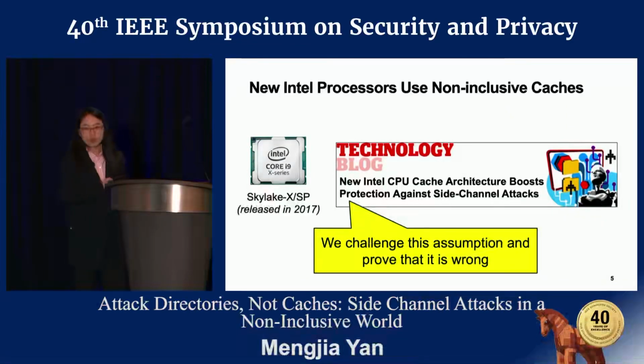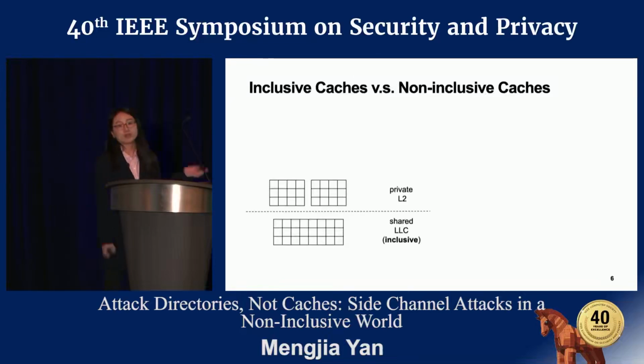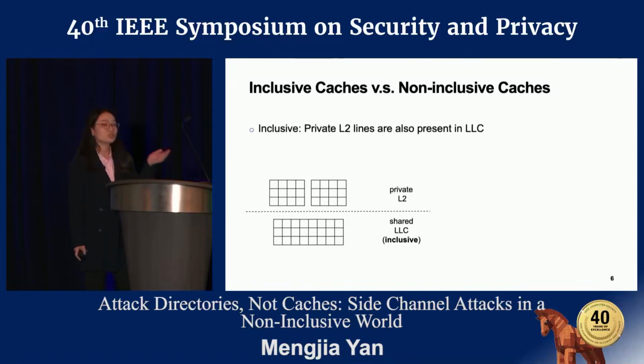Before I give you all the details about the attacks, let me give you some brief background about the difference between inclusive caches and non-inclusive caches. Modern caches are organized into multiple levels, generally 3 levels in Intel processors. Here I show a private L2 cache and a shared LLC. In an inclusive cache, all the L2 lines will be duplicated in the LLC, like this.